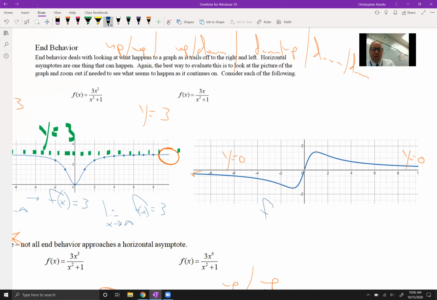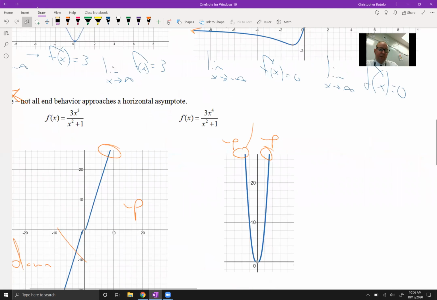You can see how this is going to repeat for the one on the right here. This time the function is going to approach 0. When is that going to happen? It's going to happen when x approaches negative infinity. And I could rewrite the same thing: the limit as x approaches positive infinity, the function approaches 0.